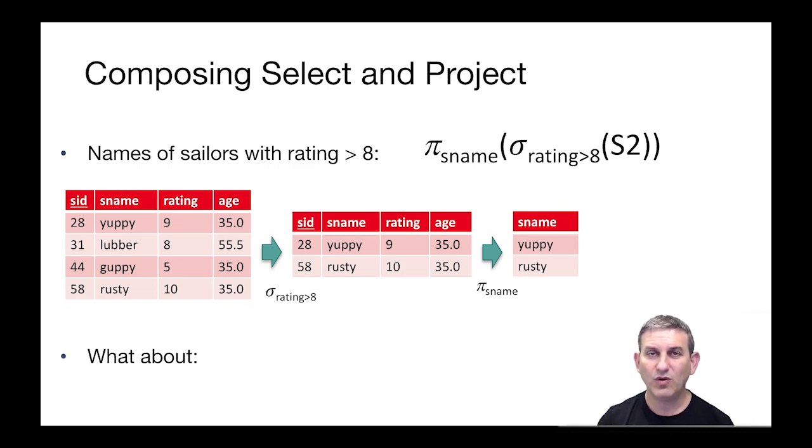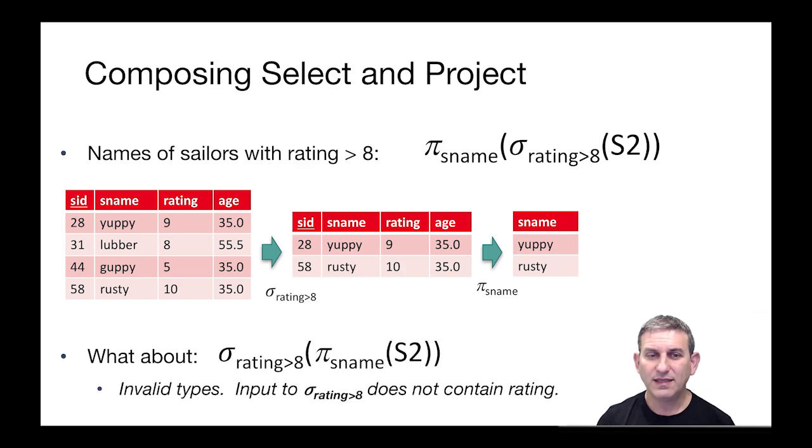Now, let's look at one more example. What about this one? Select rating greater than 8 over project to S name of S2. This one, it turns out, doesn't type properly. So think about it. The projection of S2 onto S name only has one column in its output, S name. And so when you try to apply the selection of rating greater than 8 to it, there's no rating column left to apply that selection to. And so the input to the selection does not contain the columns referenced in its subscript, which is a type error. Okay? So you can't always commute these operations, as you can see.